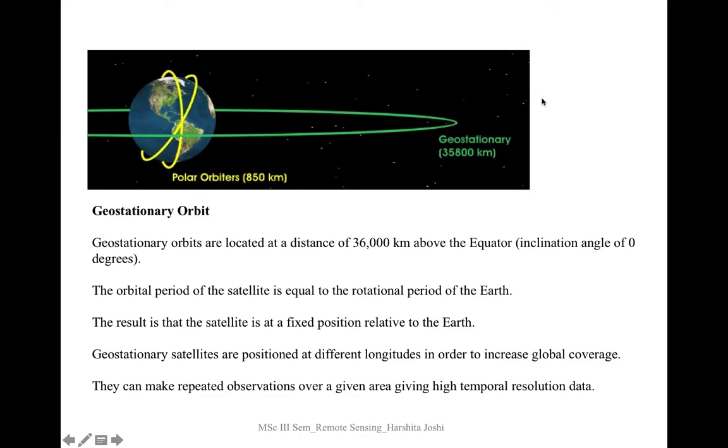This satellite has this orbit, another geostationary satellite will have another orbit. All of these will be at an inclination of 0 degrees to the equator, and they will study a particular area only. So they give high temporal resolution also.